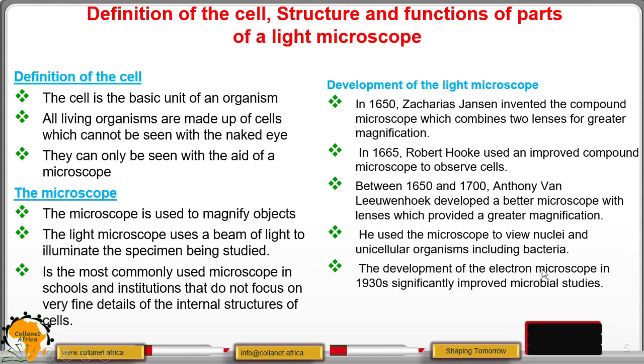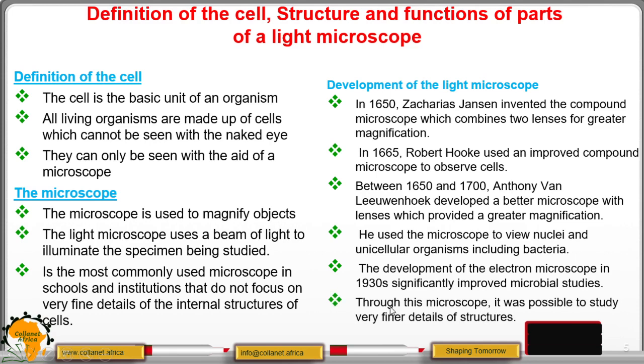The development of the electron microscope in the 1930s significantly improved microbial studies. Through this microscope, it was possible to study finer details of structures.